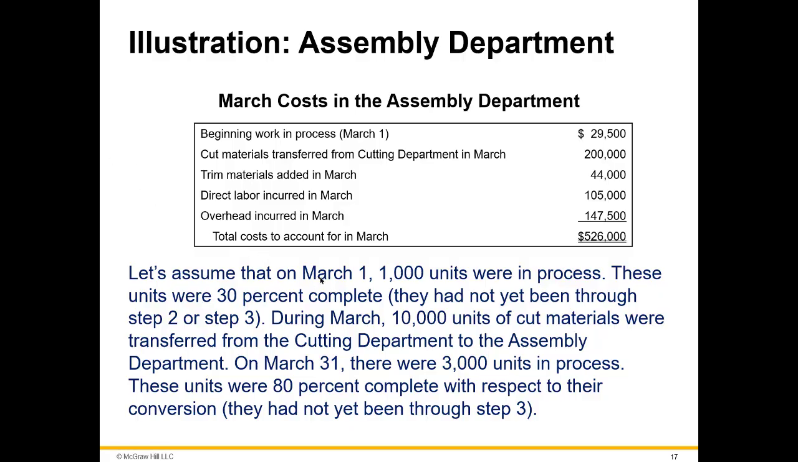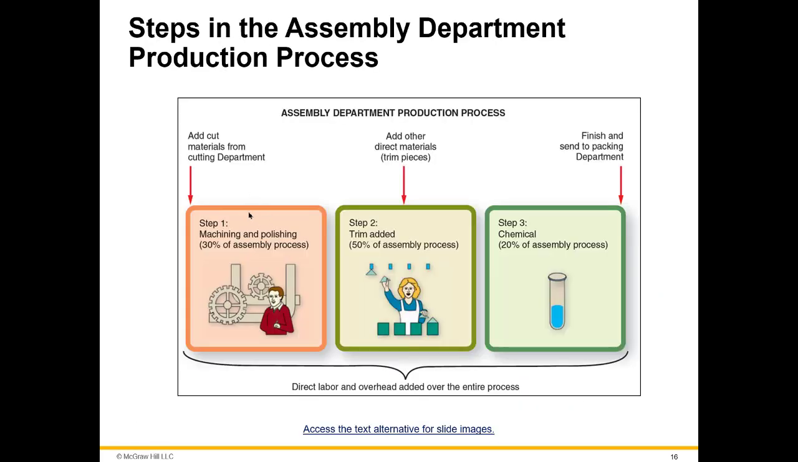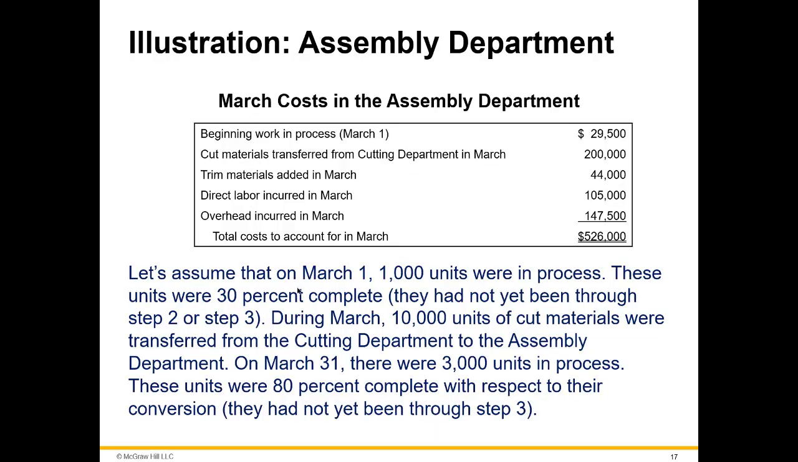Let's assume that on March 1st, 1,000 units were in process. The units were 30% complete. They had not yet been through step 2 or step 3. So let's go back here. This portion had been done. During March, 10,000 units of cut materials were transferred from the cutting department to the assembly department. And on March 31st, there were 3,000 units in process. These units were 80% complete with respect to their conversion. They had not yet been through step 3.